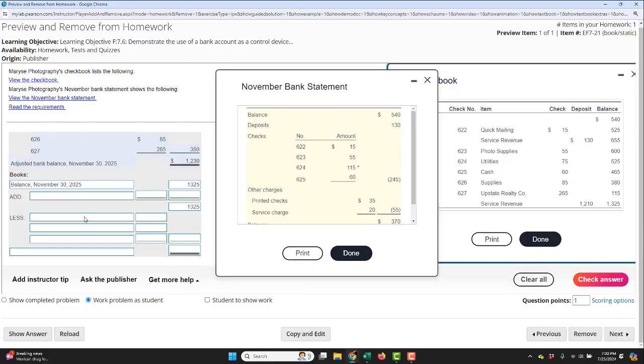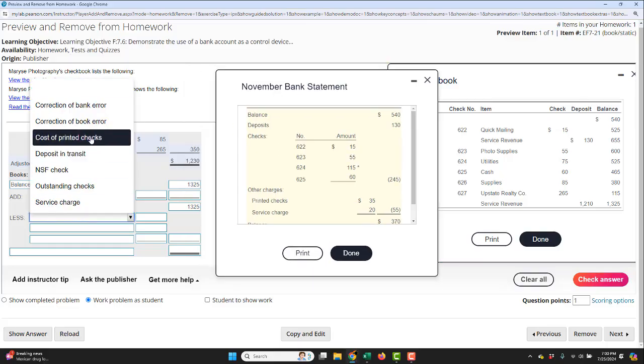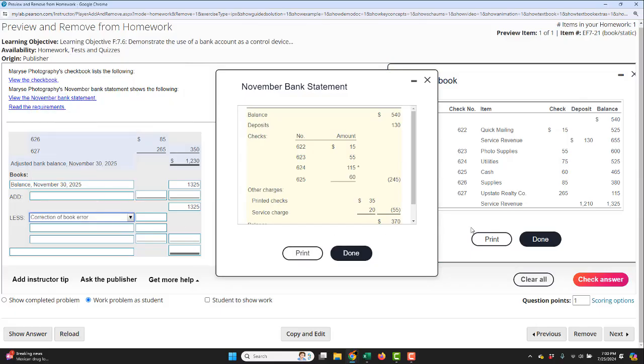So let's make that our first adjustment. Basically, it was a correction of a book error. Again, this is an error in our checkbook here, $40, and it's a subtraction. That's why it's in this less column.